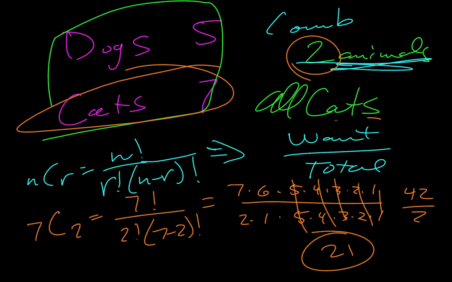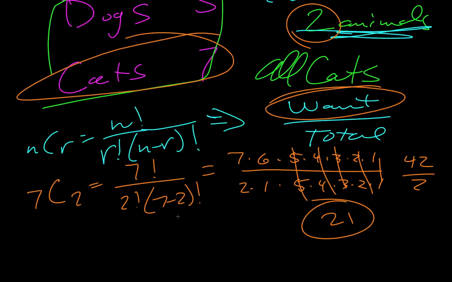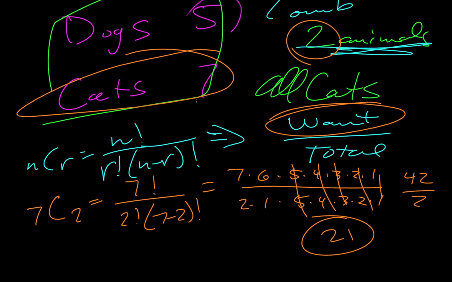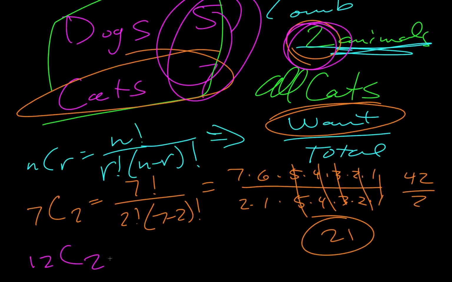Now, this is our want, and then we also need to figure out our total. So our total this time, total animals, if we add these 2 together, we get 12. So we have 12 to choose from. We're still only choosing 2 animals, and so we get 12 factorial over 2 factorial times 12 minus 2 factorial.